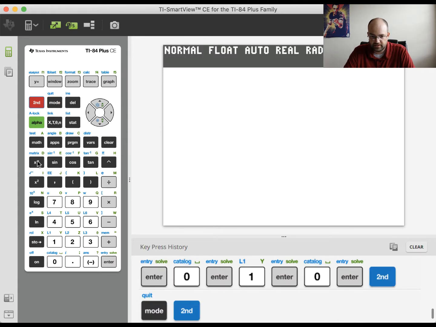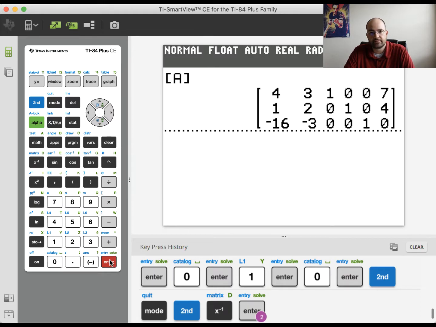Quit to the home screen, and then I do like to inspect this to make sure that I typed everything in correctly. It's very easy to mess this part up.